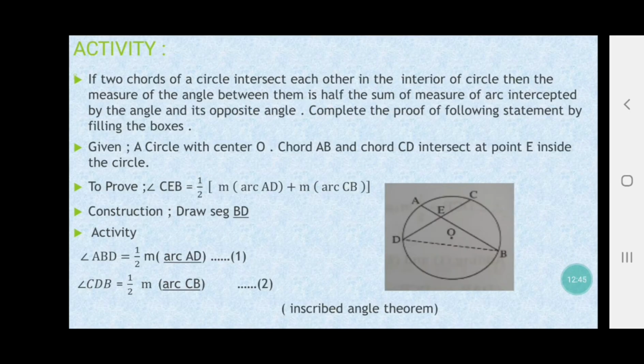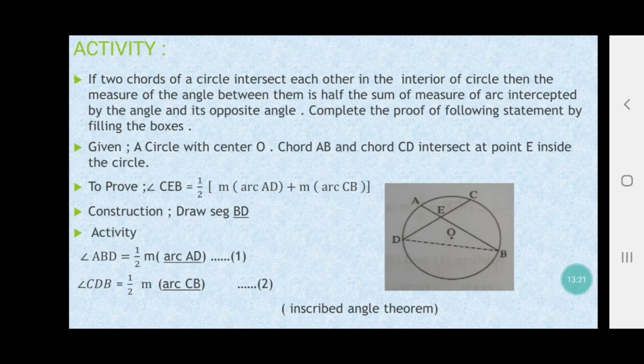Now we move on to the activity. The activity given to us is as such that if two chords of the circle intersect each other in the interior of the circle, then the measure of the angle between them is half the sum of measure of the arc intercepted by the angle and its opposite angle. We have to complete the proof by writing the statements in the boxes. Now the boxes are not drawn. I have underlined the statements which are to be written over in the box.